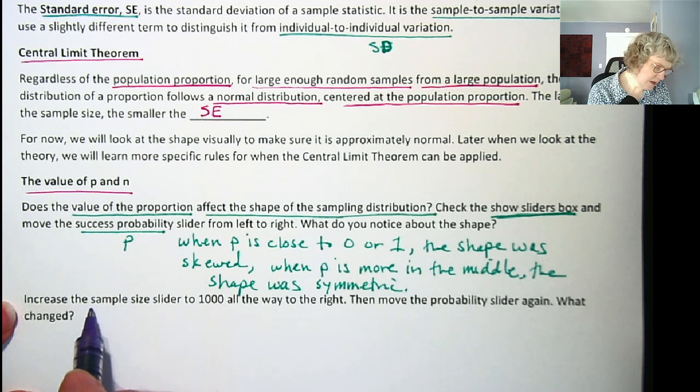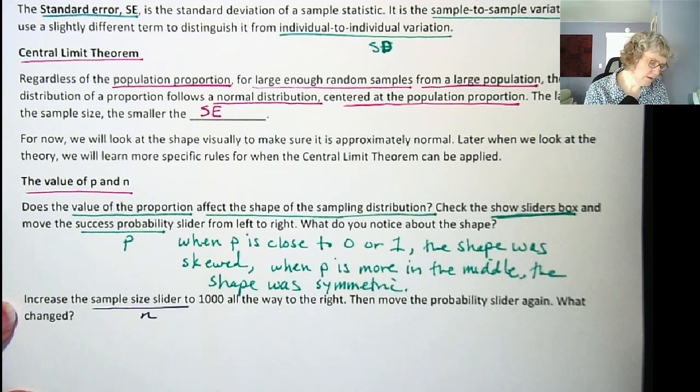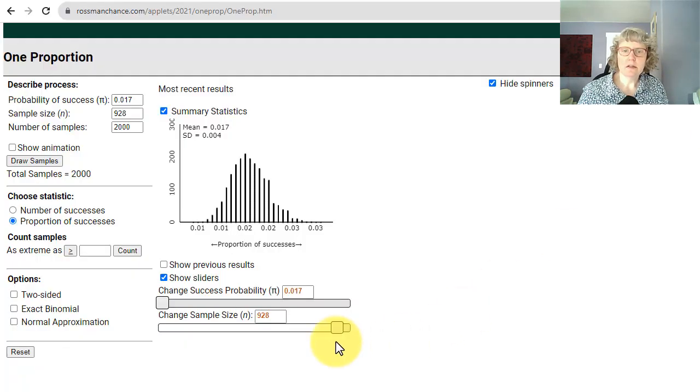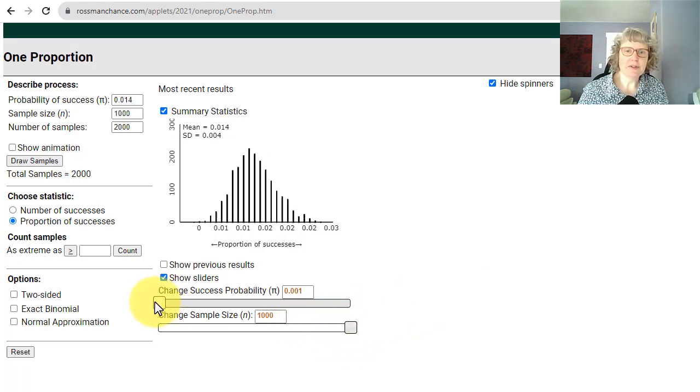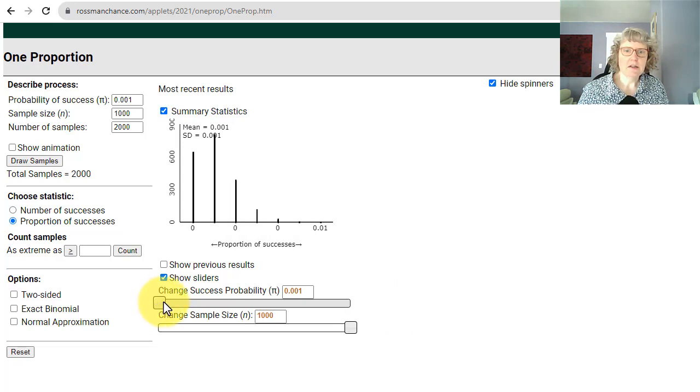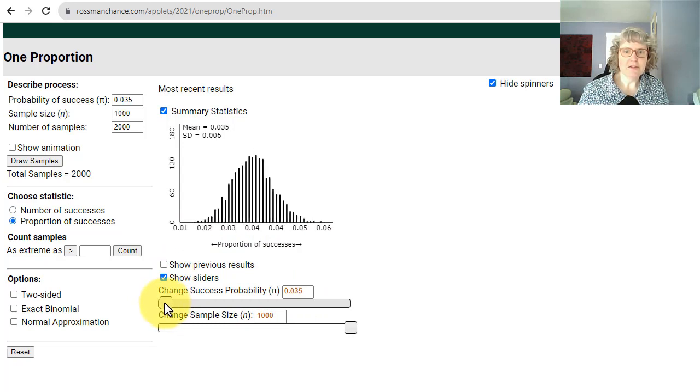Increase the sample size slider, so that's n, to 1,000. Did I go all the way to the right? Let me double check. Oh, almost, 928. 1,000 is the biggest one it will show. So even if your success probability is very small, oh wow, if it's 0.001, then 1,000's not even enough. But even if you get just a little bit beyond that, 0.035, it makes it symmetric.